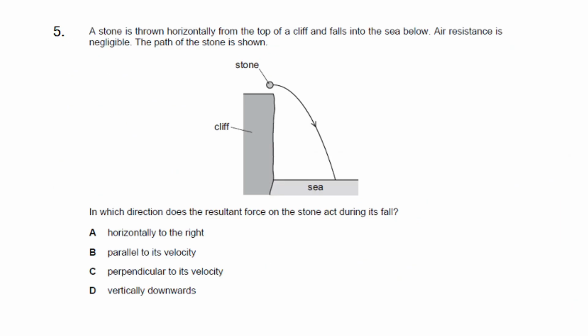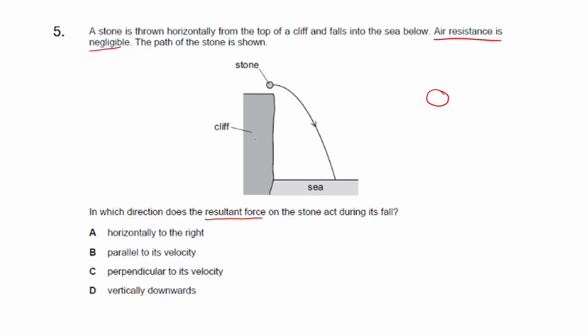A stone is thrown horizontally from the top of a cliff and falls into the sea below. Air resistance is negligible. The path of the stone is shown. Which direction does the resultant force on the stone act during its fall? So we're looking for resultant force, and we know that this is in a 2D space, so there's only two forces, horizontally or vertically. So we know that air resistance is negligible, so we don't have to go into drag.